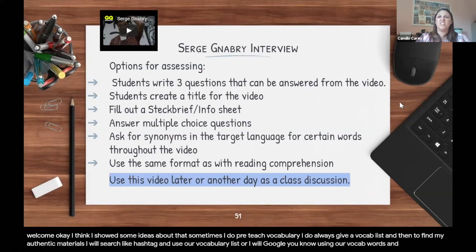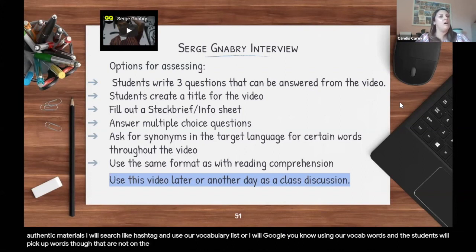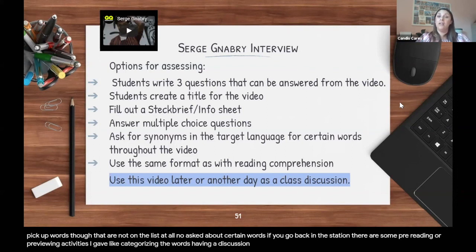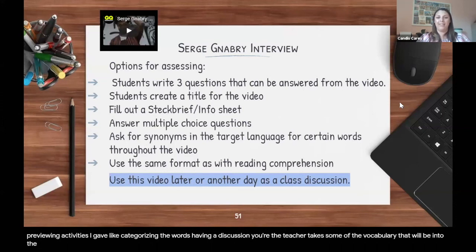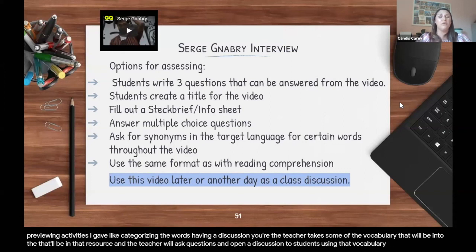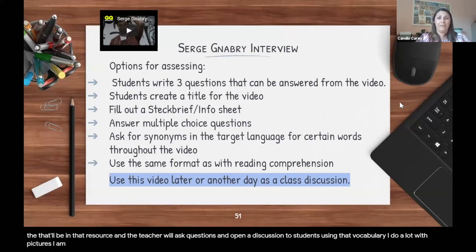And the students will pick up words though that are not on the list at all, and they'll ask about certain words. If you go back in the presentation, there are some pre-reading or previewing activities I gave, like categorizing the words, having a discussion. The teacher takes some of the vocabulary that will be in the resource, and the teacher will ask questions and open a discussion to students using that vocabulary. I do a lot with pictures. I am awful at drawing, but I will draw on the board and we'll talk about some of the vocabulary, but we won't go over every word that's in the resource at all.